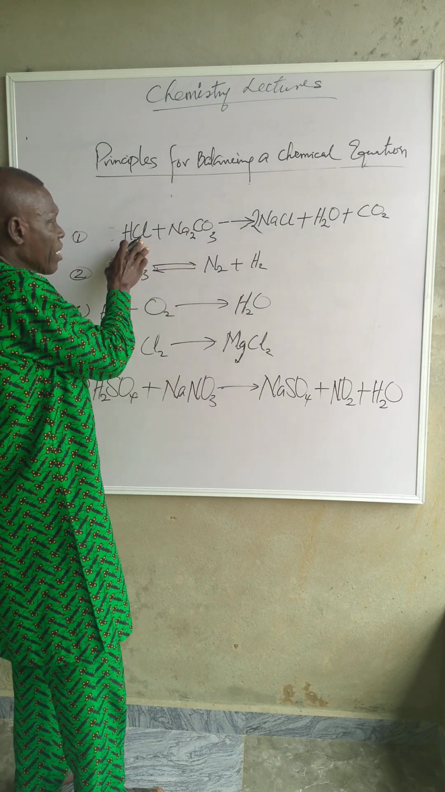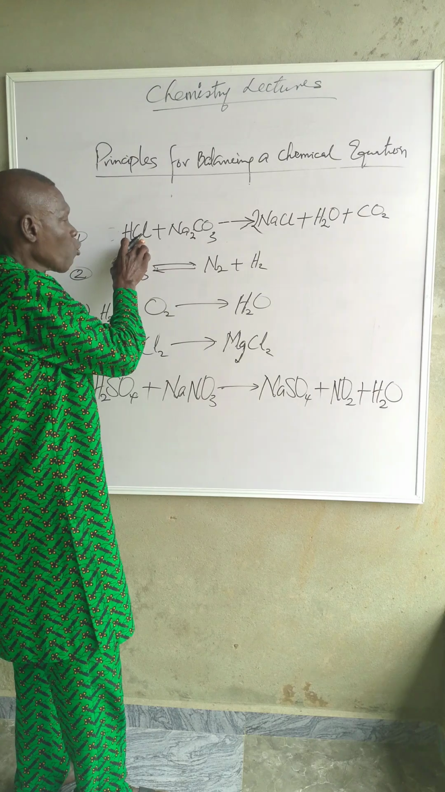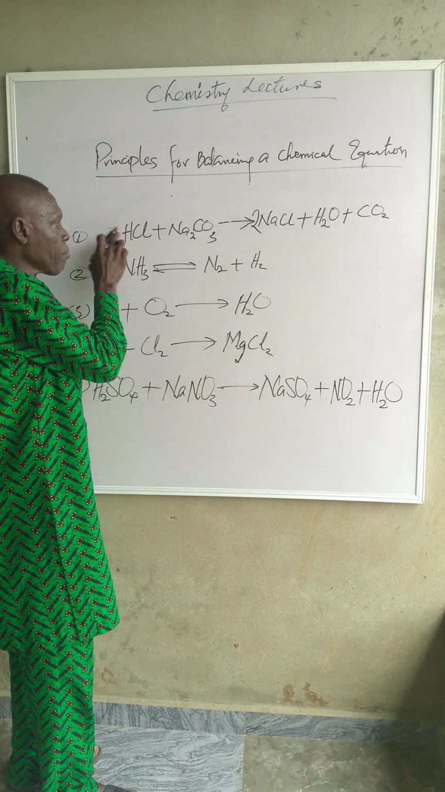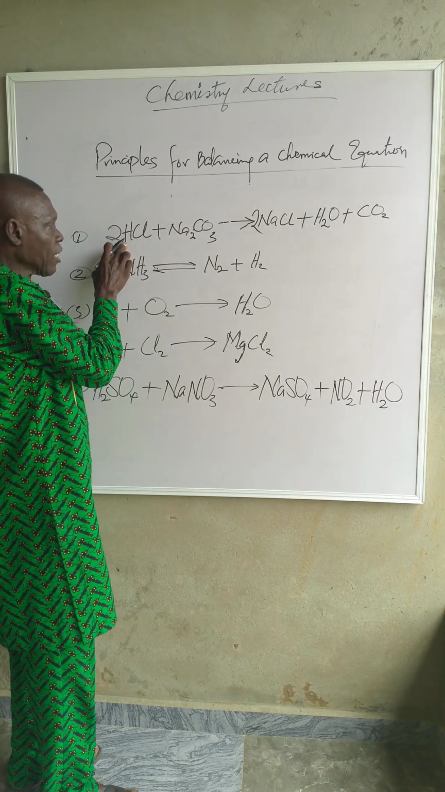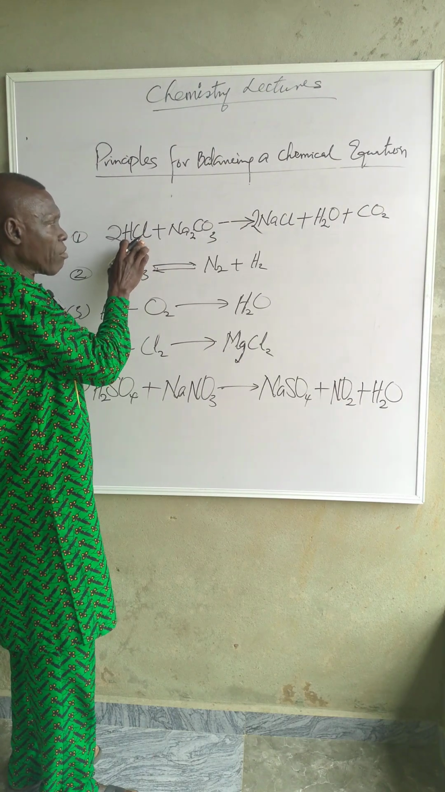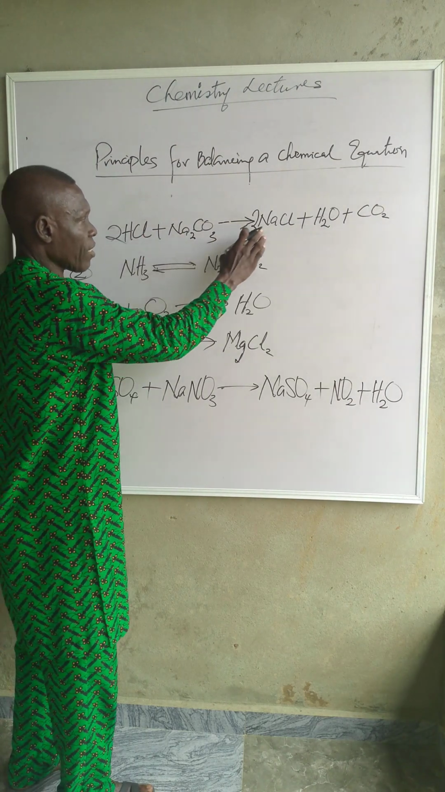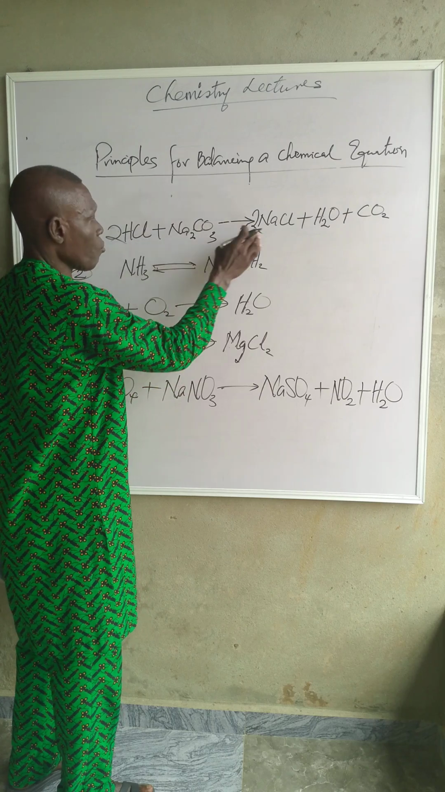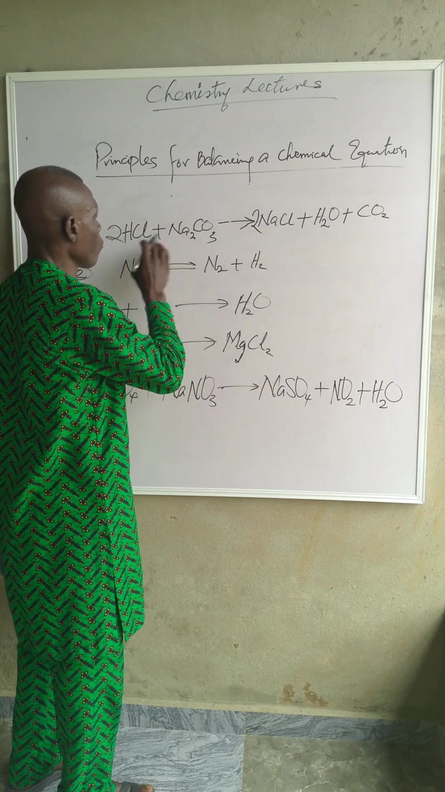But on this side, chlorine is appearing what? 1. So to balance chlorine here, you can't put 2 here, but you put 2 here. And this 2 is a multiplier. And because you have done that, you have balanced chlorine here, 2. You have balanced also sodium, 2.